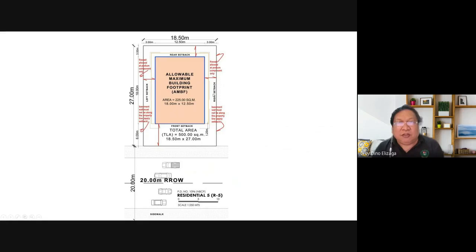Firewall allowed at podium. Okay, basement wall must not be along the property line. So apply setback. Even the basement wall should have setbacks.